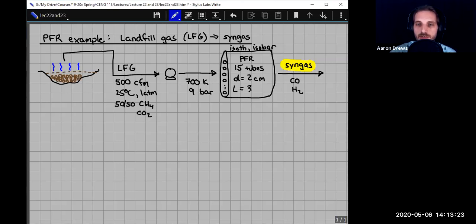And then the length of each tube is 3 meters. And so they're fairly long, but they're also skinny tubes. So we can create those pretty easily. You can just buy those. The reaction that's happening inside of here is the methane and the CO2 combined to form syngas at a ratio of 2CO and 2H2.